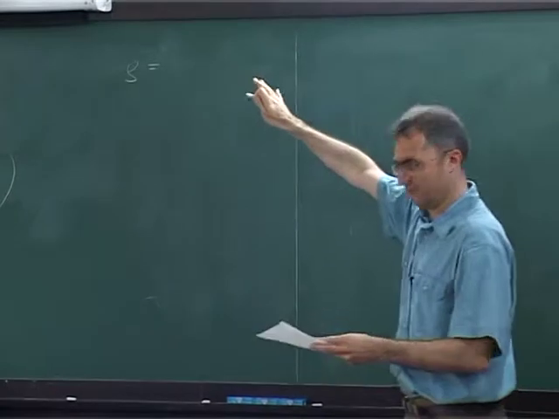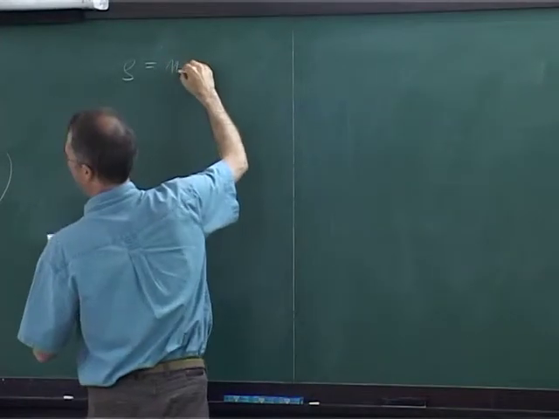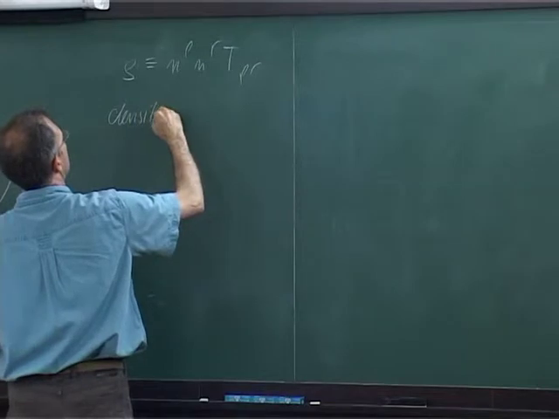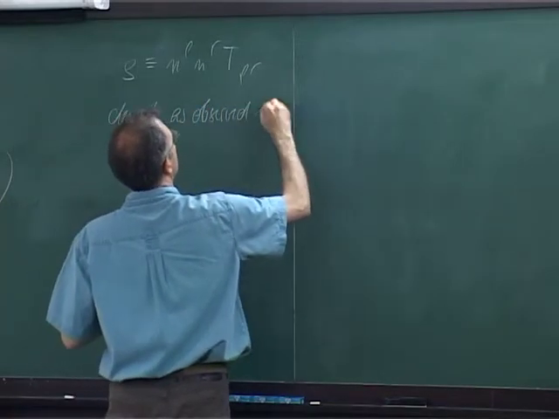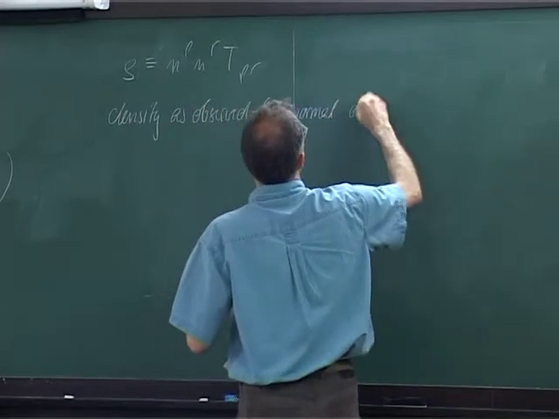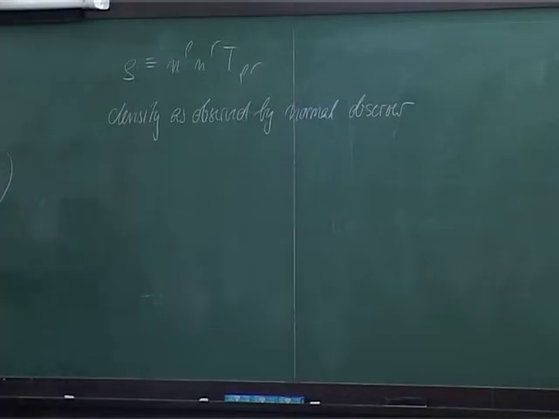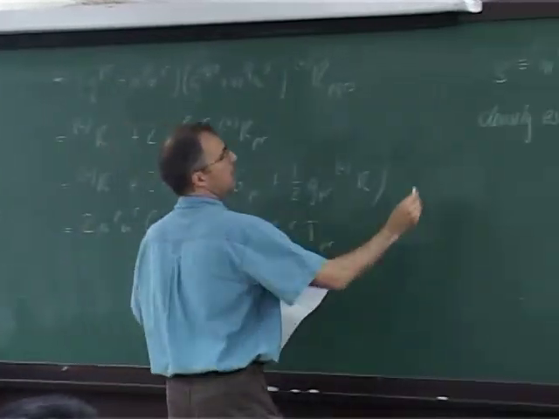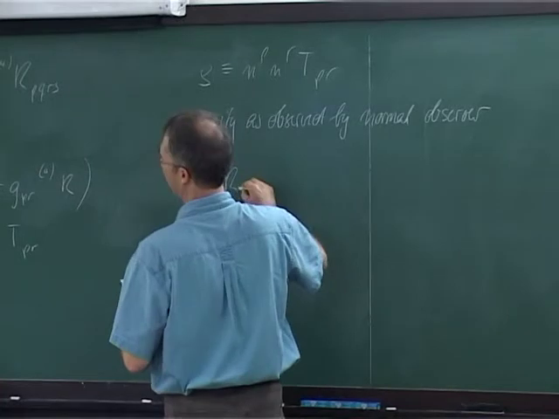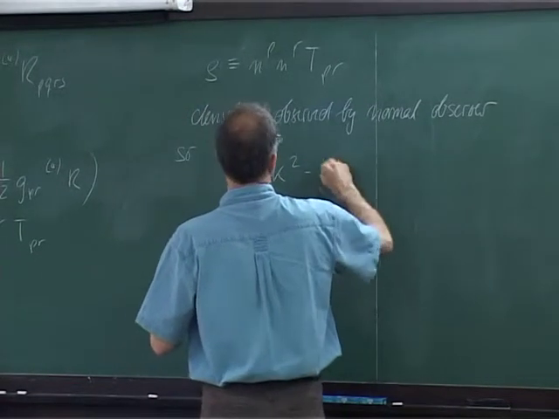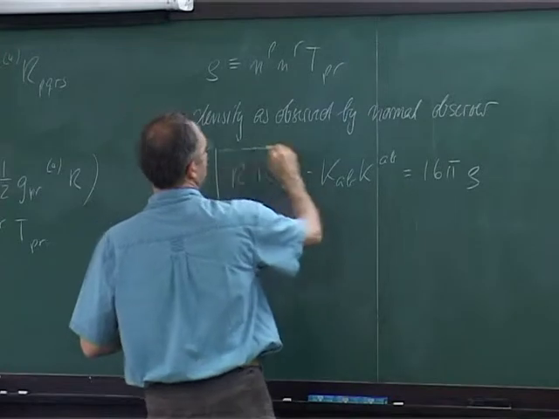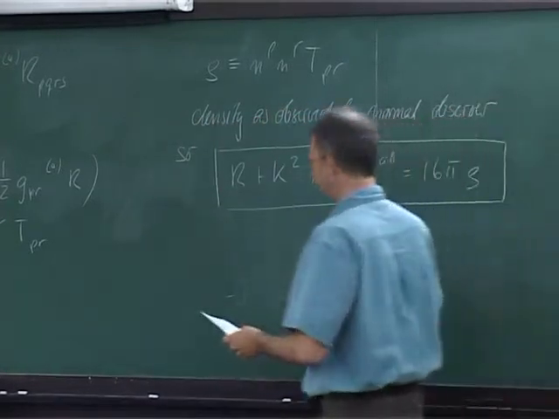So we define rho. I use just a simple rho for this particular density. This is n^p n^r T_pr. This is the density as observed by a normal observer. Now we can insert this in here. We go all the way back to the left-hand side, and we have derived the so-called Hamiltonian constraint. So we now have R plus K squared minus K_AB K^AB equals 16 pi rho. This is the Hamiltonian constraint.